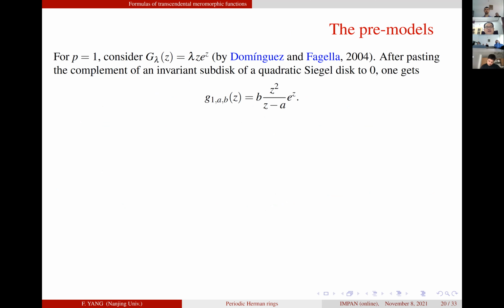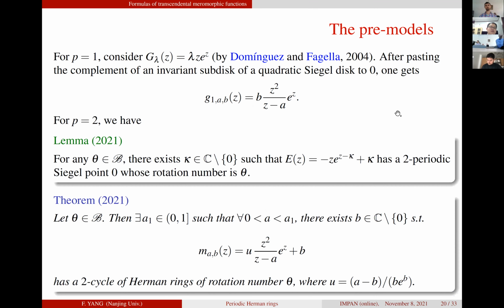They also use quasi-conformal surgery to paste an invariant subdisk of a quadratic Siegel disk, and to paste the complement of an invariant subdisk of a quadratic Siegel disk to 0 of this map. Then they get a meromorphic function like this. So this map has a Herman ring of period 1 by choosing suitable parameters A and B.